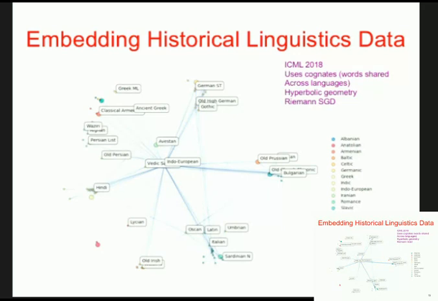learning part is Riemann stochastic gradient descent, and they were able to cluster these things in some kind of circular type of space, hyperbolic geometrical space, and they were looking at common words between languages. That's what the cognates are, words shared across languages and used in a similar way, and they cluster very nicely here, Indo-European, Vedic, and Persian, and all these things, and for example, this is Hindi and Indian languages coming over here, and then there are other languages and so on.